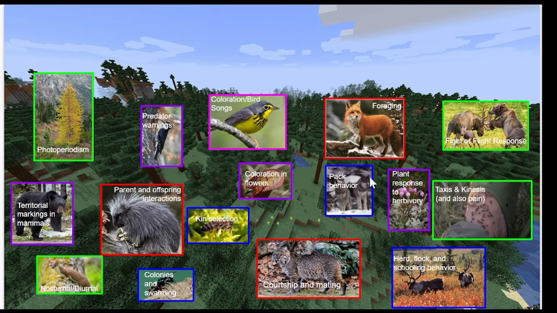Finally, for plant response to herbivory, there is the bog rosemary and the reindeer. The bog rosemary is a small poisonous evergreen shrub with pink and white flowers. If a reindeer consumes the bog rosemary, its nervous system would be damaged and the animal would be poisoned.